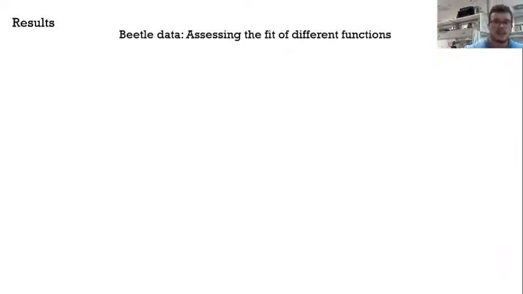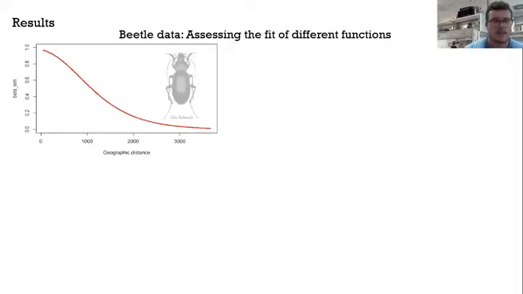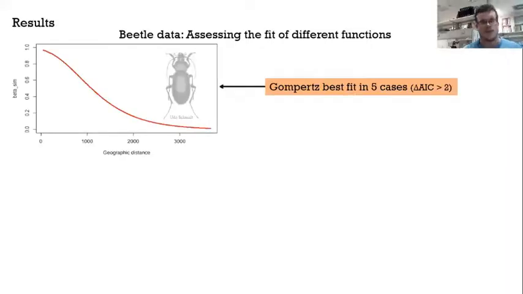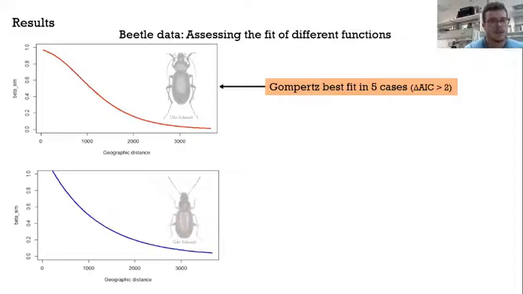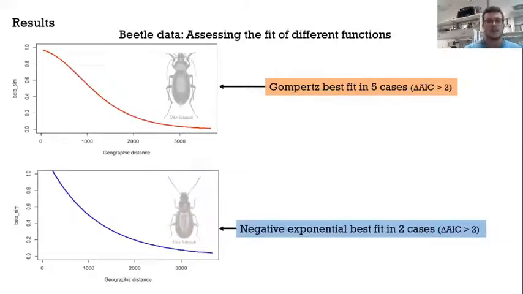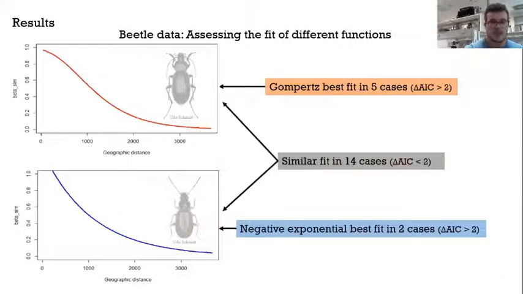In the beetle data, the Gompertz function has a better fit than the exponential and the power law function in 5 cases. The exponential function shows a better fit in only 2 cases. And in 14 cases, both models can be considered similar.